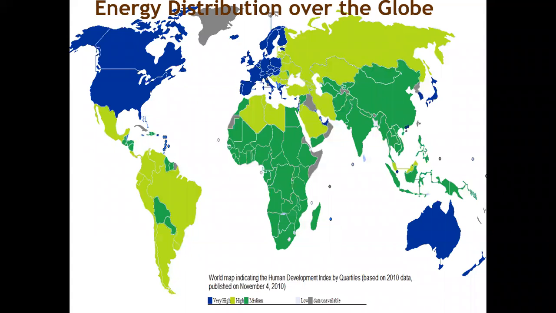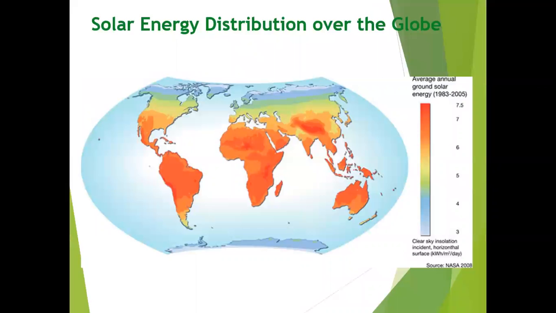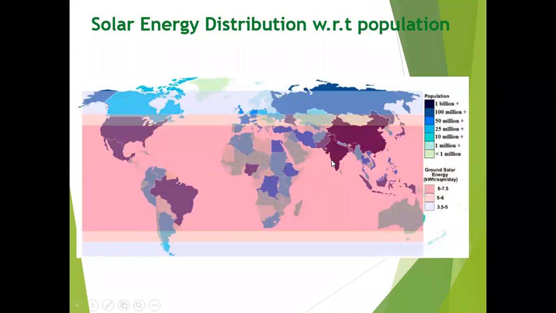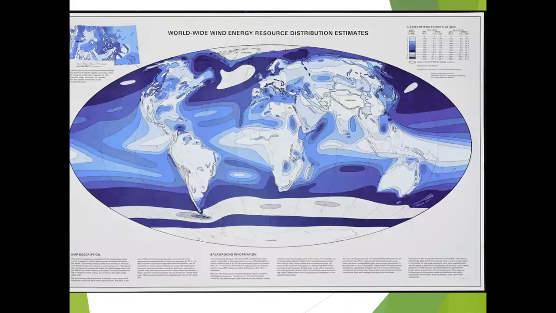So this is the energy distribution over the globe, okay? This is our solar energy distribution over the globe, so you can see that we are sitting on the equator, and we are actually the highest receiving body of solar energy across the globe, right? And based on the population, we are in the range of 50 million people. And based on the energy of the wind circulations, we are actually getting the most as well. We are sitting here, all right?